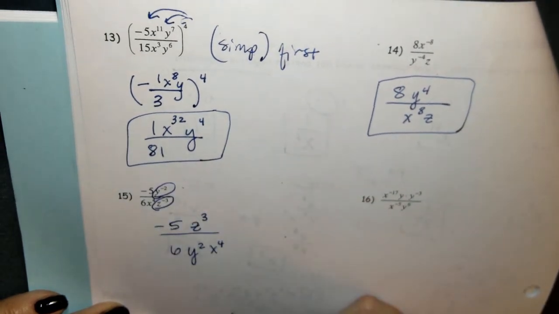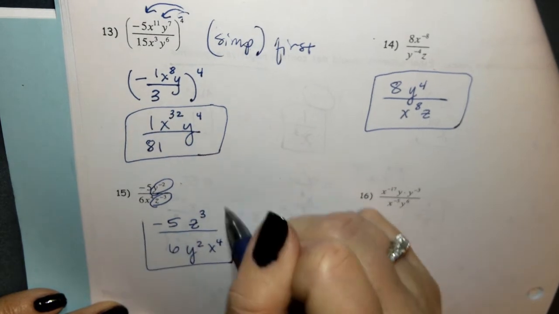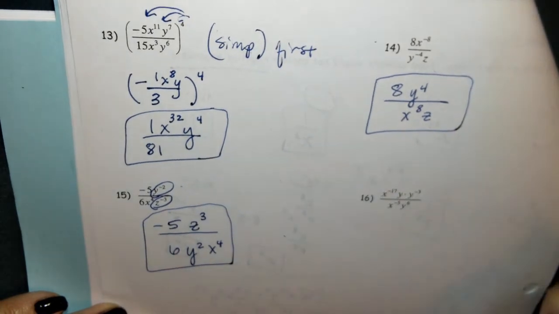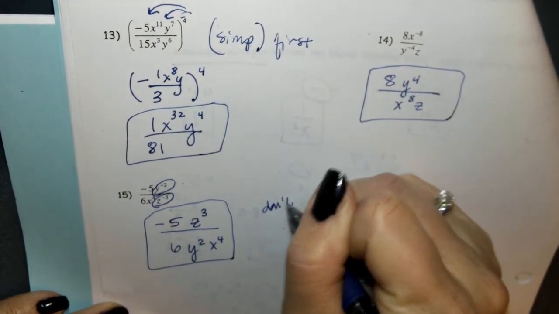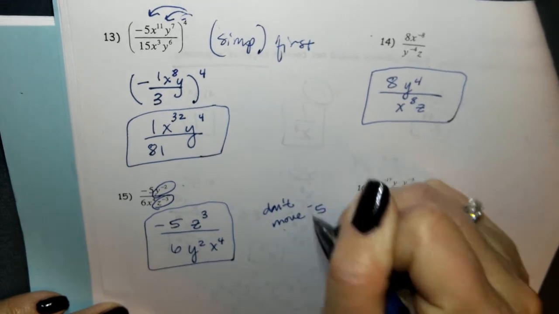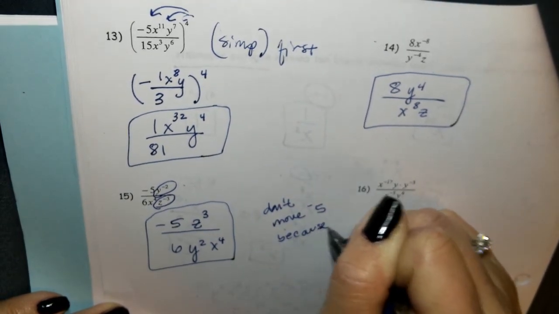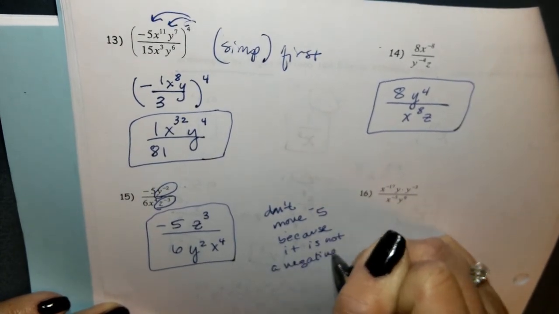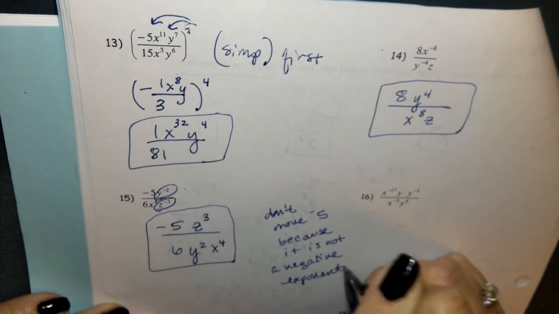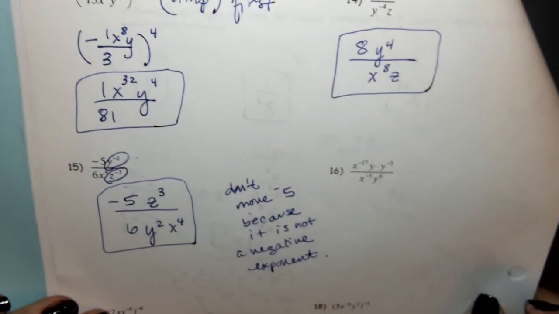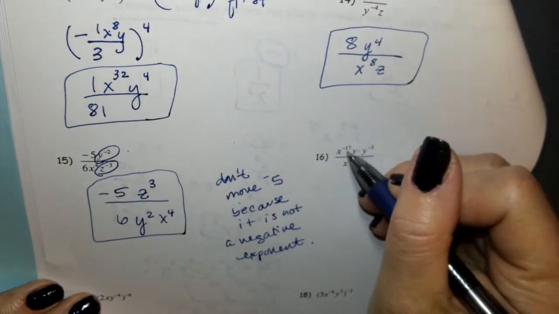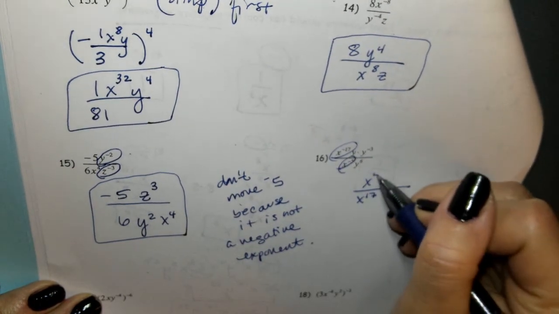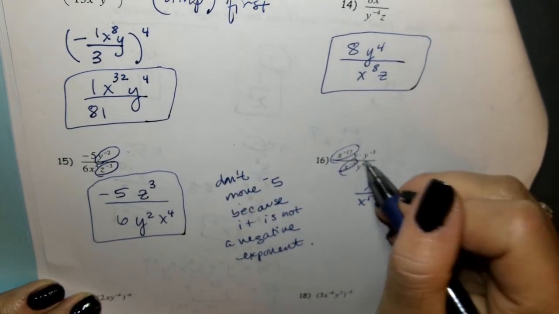That negative exponent has to go down. The 5 is negative. It's not a negative power. It's just a negative number. So do not move the 5. You don't move negative 5 because it is not a negative exponent. Only a negative number. All right. So I'm going to move this downstairs and this upstairs and then this downstairs.